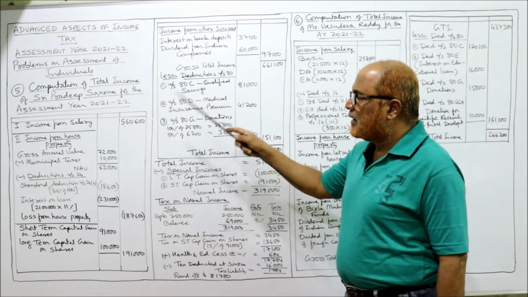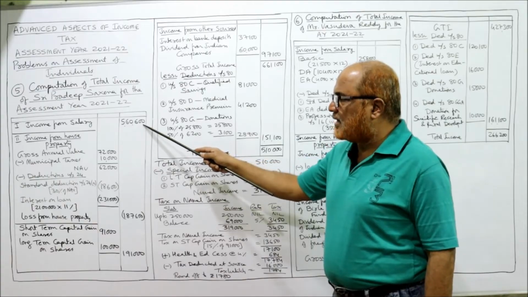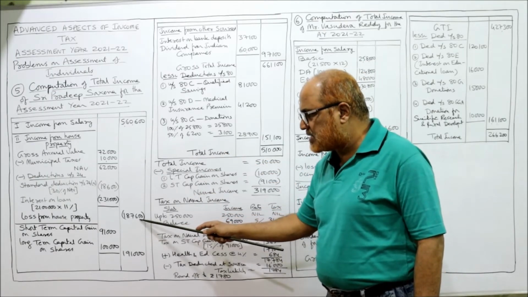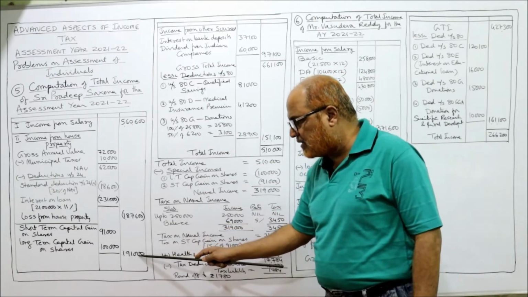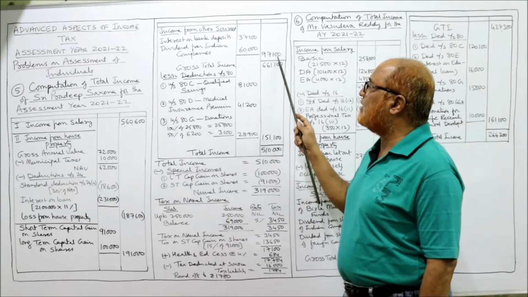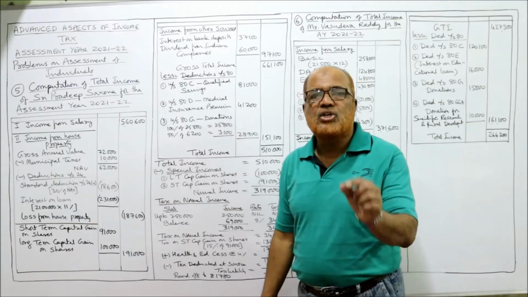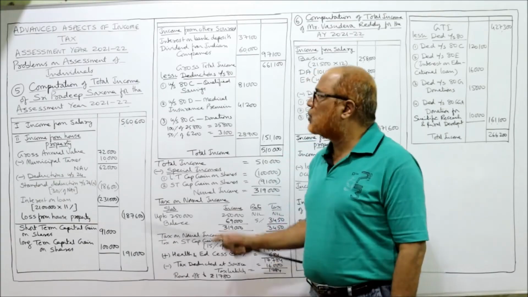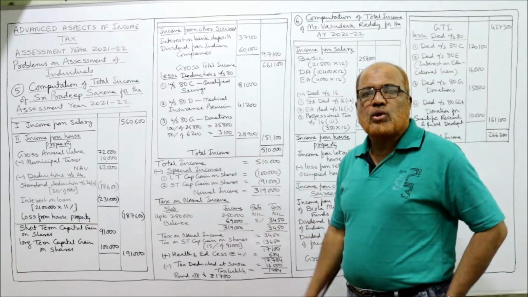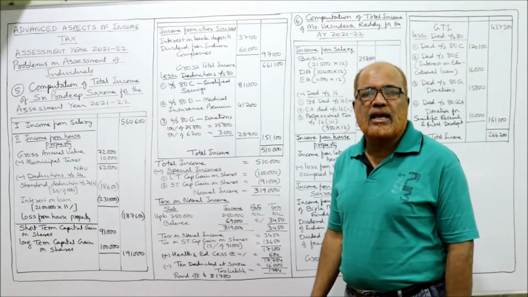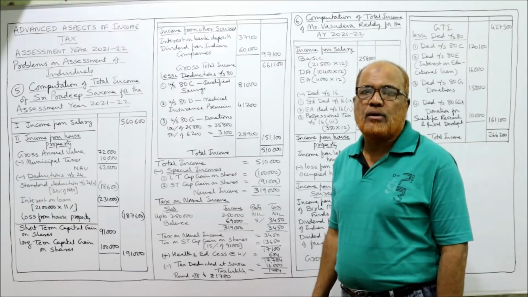Now you add up 5,60,600 minus 187,600 plus 1,91,000 plus 97,100. You will get 6,61,100, which is the GTI, gross total income. From gross total income, deductions under section 80 will be allowed.